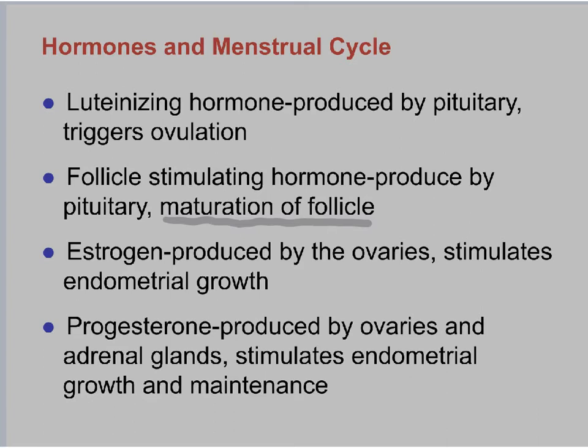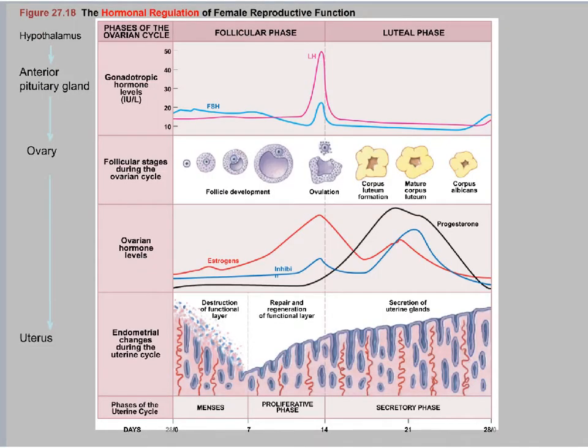Progesterone is also produced by the ovaries, and it's also produced by the adrenal glands, and that in concert with estrogen stimulates endometrial growth, and progesterone maintains the endometrial lining. So to better understand, I think the next slide, this is what we want to see. To better understand this, let's look at the thickness of the endometrium throughout the uterine cycle. So I'm going to use a green pen here.